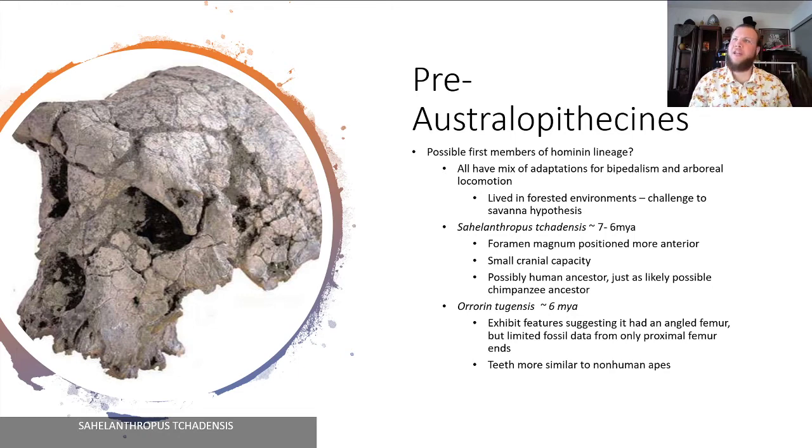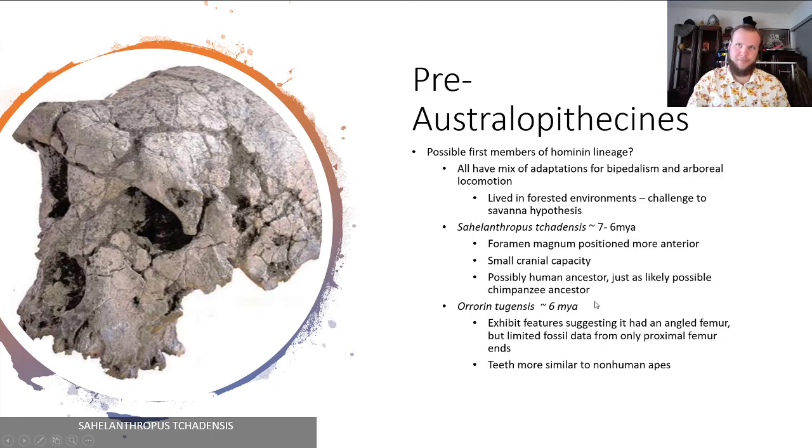Orrorin tugenensis is about 6 million years ago, and they exhibit features suggesting an angled femur, but there's limited fossil data out there. The teeth are more similar to non-human apes.